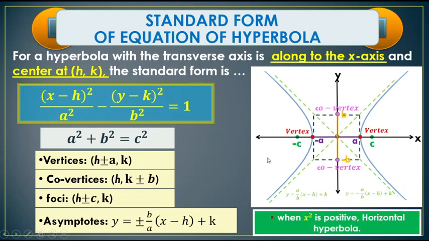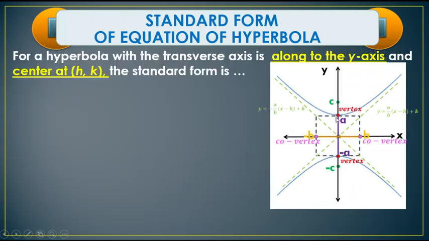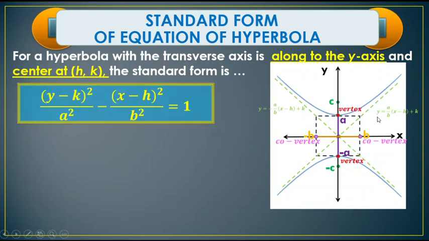Now, paano naman pag vertical naman yung ating hyperbola? Kung ito ay horizontal at ito yung kanyang standard equation, paano naman yung hyperbola na naka-vertical? So ito naman yung itsura ng ating hyperbola, ng orientation niya is vertical. Now, paano ang formula niya ng standard equation?